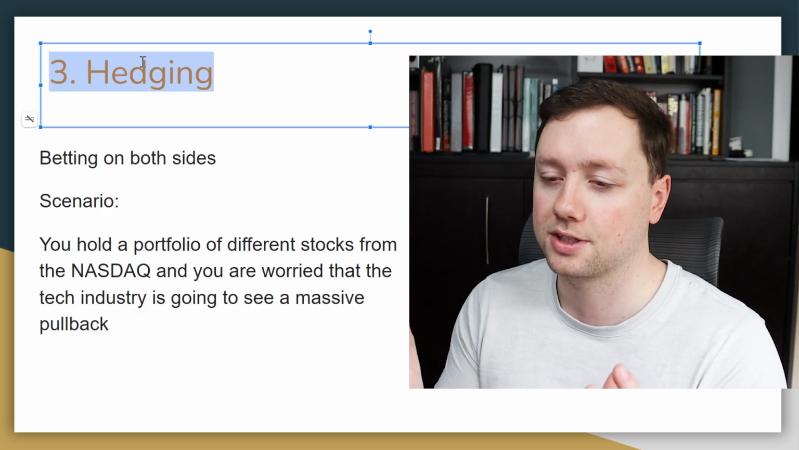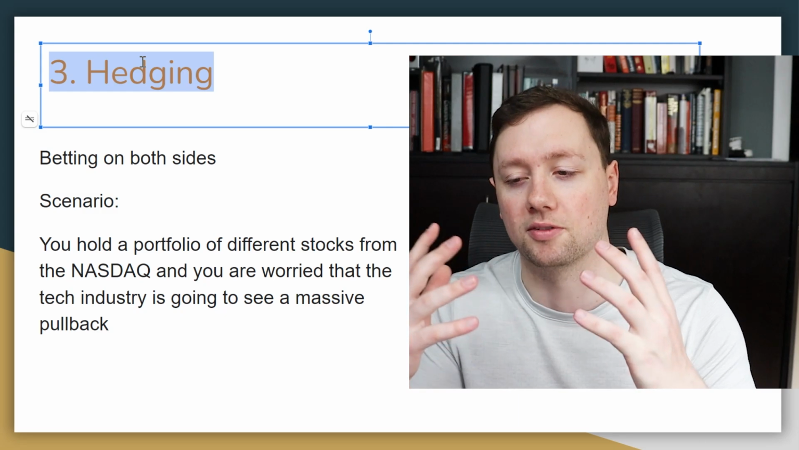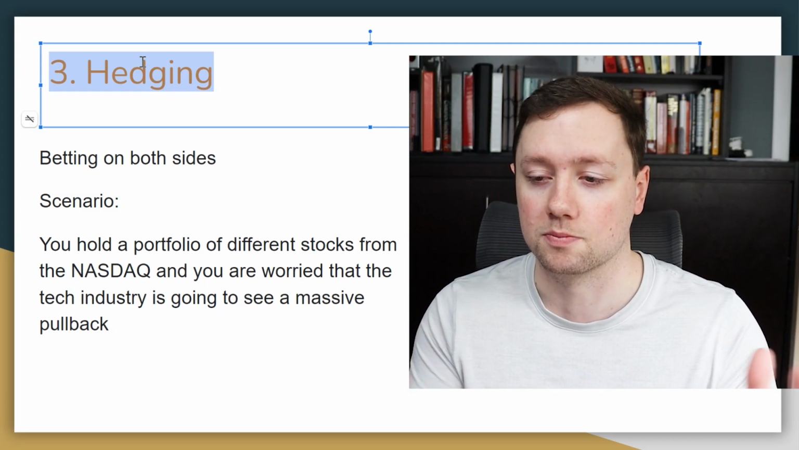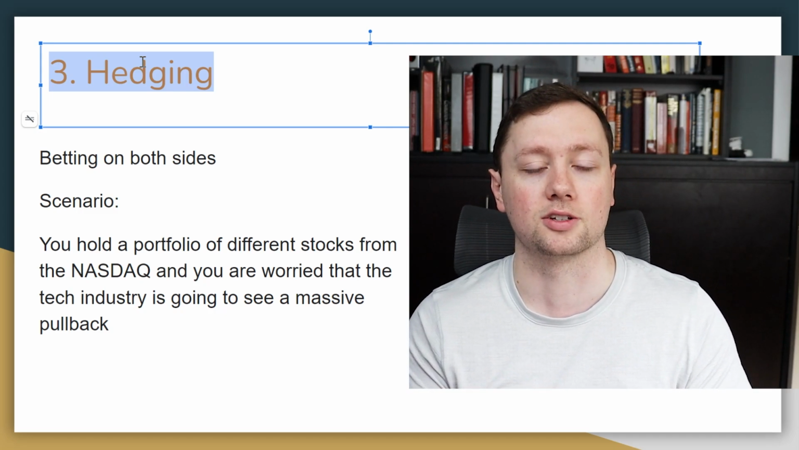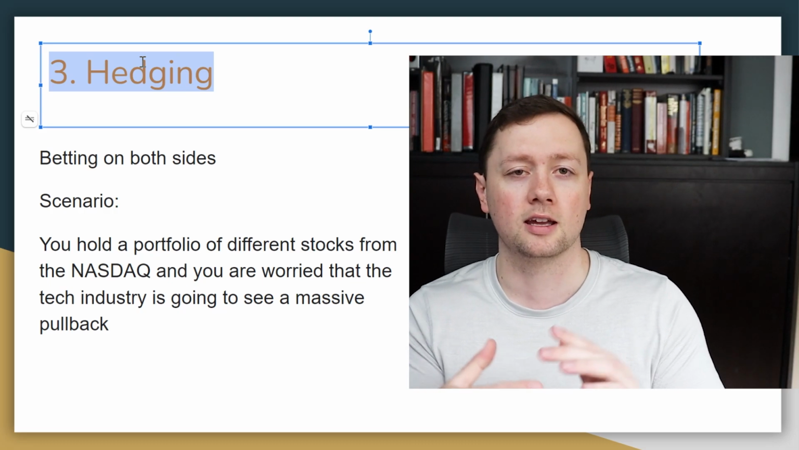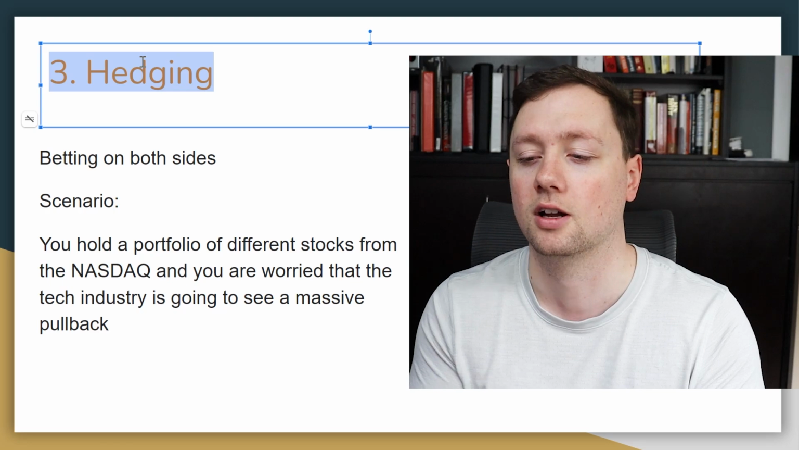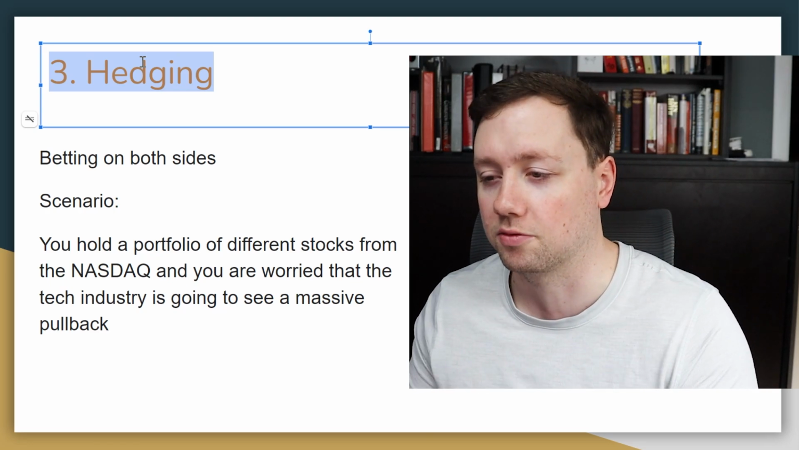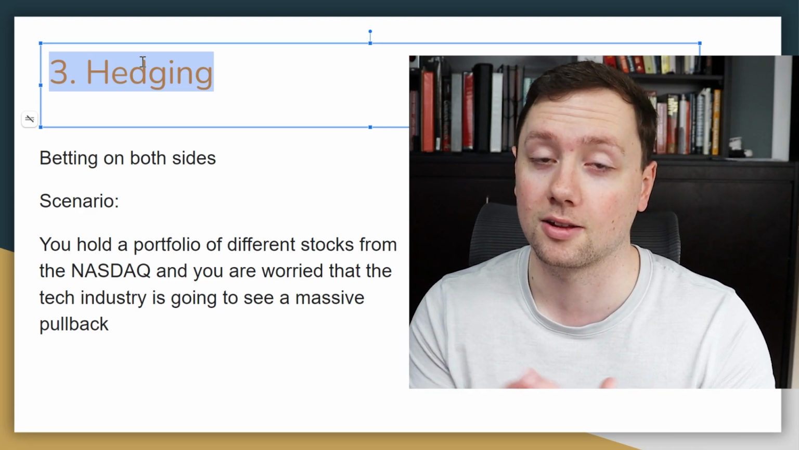And so here's the scenario. You have a portfolio of different stocks that are mostly made up of NASDAQ listed stocks, and you are worried that the tech industry, which is mostly what the NASDAQ is made up of, is going to take a massive pullback. And so you're looking at your portfolio and you just say, well, I'm a little bit worried here. I've got some risk here. I think we could see a pullback in the market, but I also don't want to just sell all of my shares right now and possibly realize some of those taxes. That's another thing to consider here.